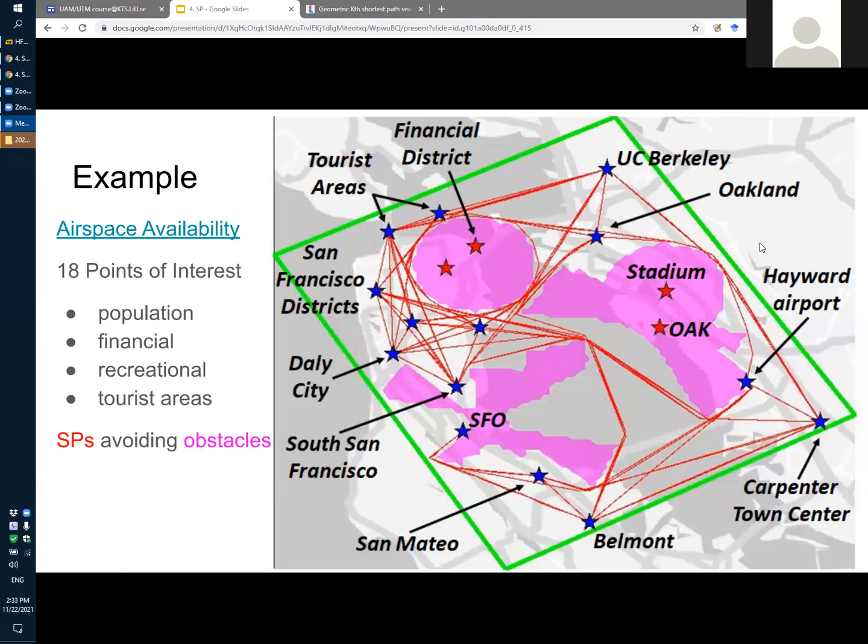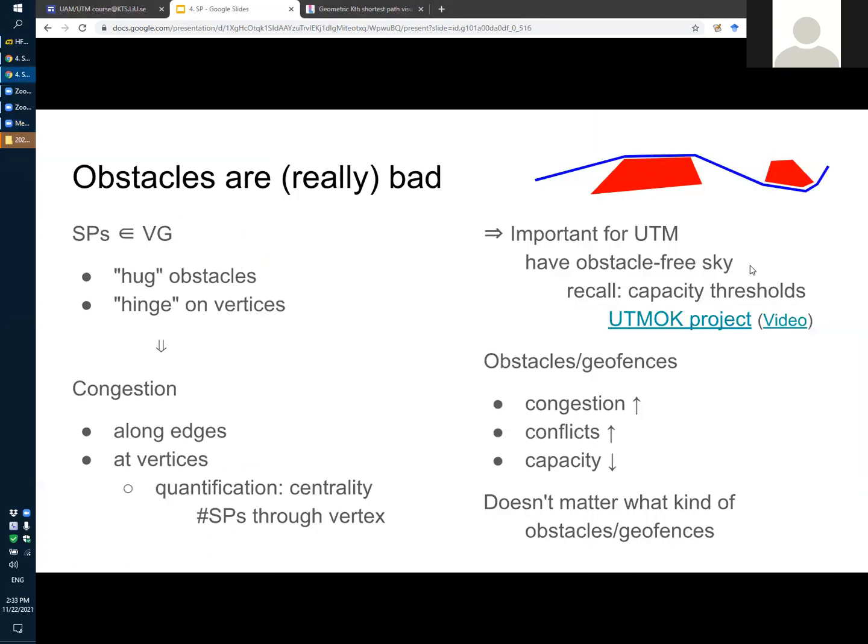So these are the shortest paths, and one thing that we can learn from looking at shortest paths and understanding that they live on the visibility graph, it underlines how bad it is to have obstacles. So not only does going around the obstacles make you less efficient, make your paths longer, essentially it takes away the whole flexibility of the 2 dimensions that you have. Well, in principle, you have 3 dimensions also in the air, but if you're trying to stay on a single level, or even if you don't, even if you consider 3-dimensional paths, then you also have similar hugging of obstacles.